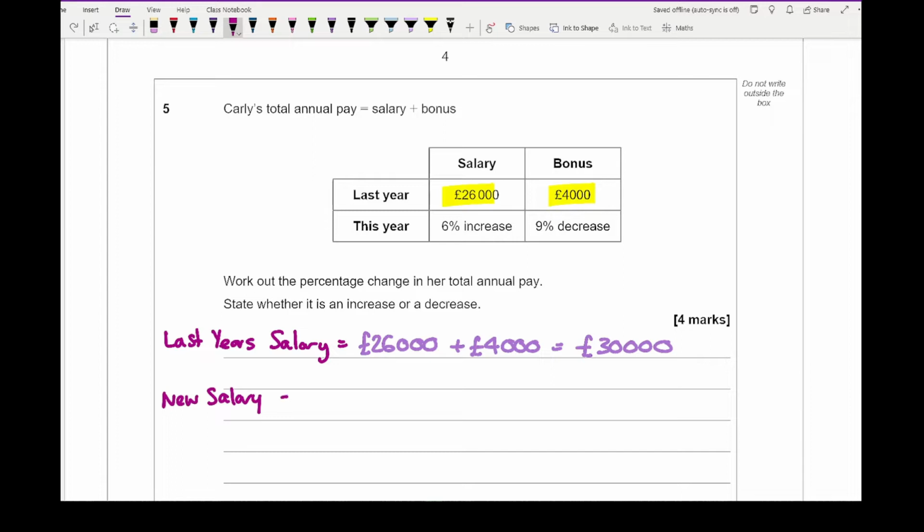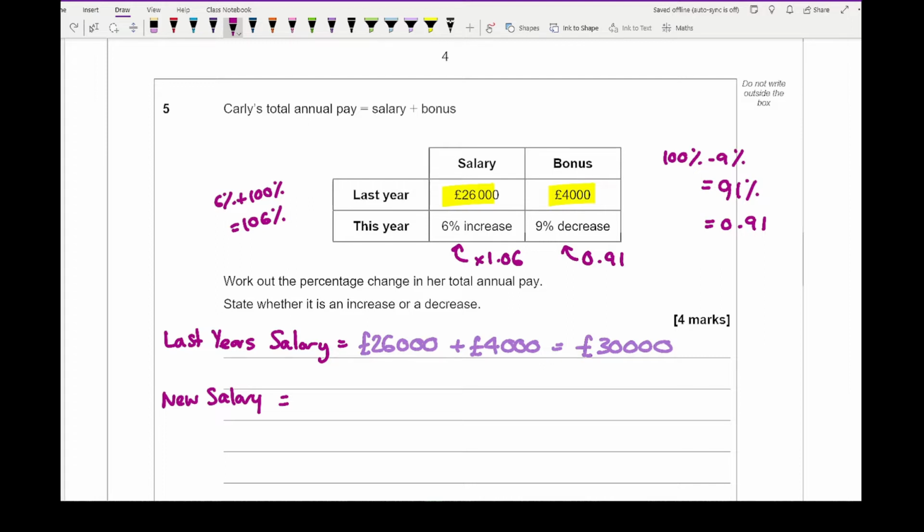Now to do that, what we need to do is do some percentage increase decrease. So when we've got a 6% increase, our decimal multiplier is going to be, well, 6% plus 100% is 106%, and that as a decimal is 1.06. Then with a 9% decrease, that's going to be 100% minus 9%, which is 91%, and that as a decimal is 0.91. So for this, we need to multiply by 0.91.